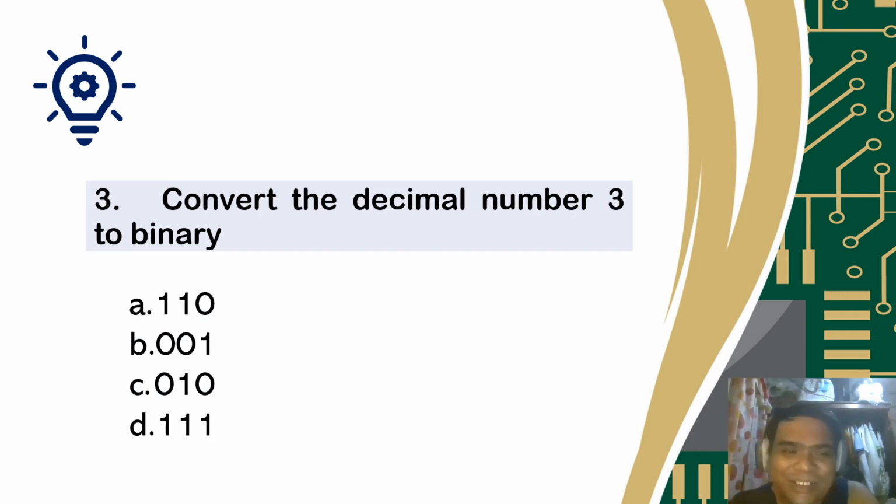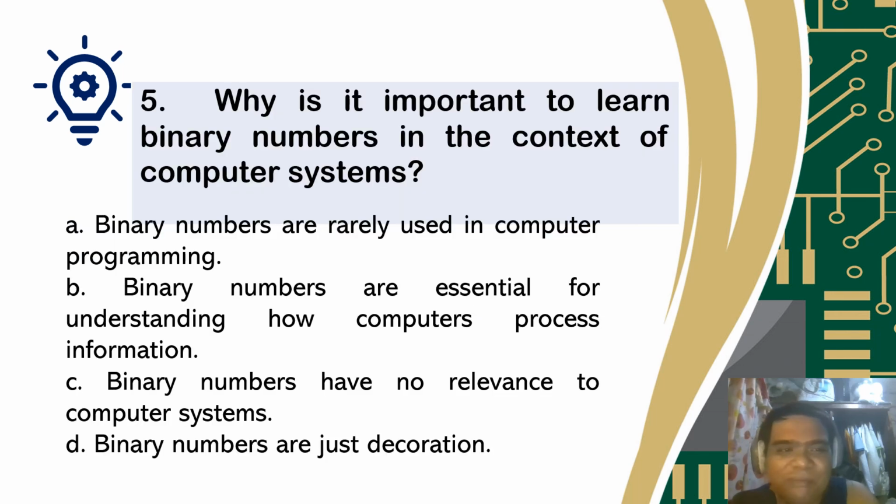Okay. So, convert the decimal number 3 to binary. Convert si 3. Pag i-divide mo siya by 2. Okay. Doon sa table din, kung sino ba i-on mo doon para maging 3. Ganun lang din siya.